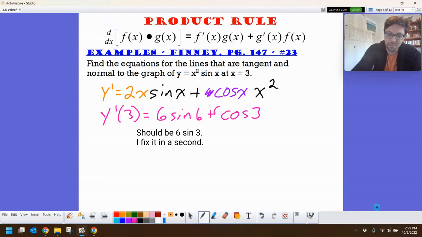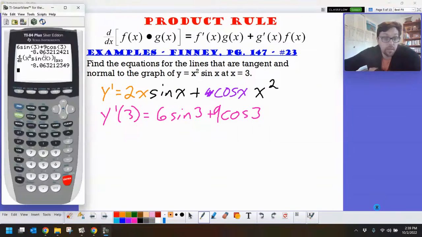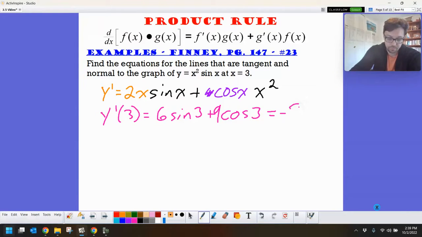Times that x squared, so that is a 9. So I actually plugged this into my calculator, and for extra confidence, I did the actual nDeriv version of it. You would do one or the other, but you can see that these two values are producing basically the same thing. They're off by a little bit, but that's way deep in the decimal, so I don't really care. So our derivative at this point is negative 8.063.